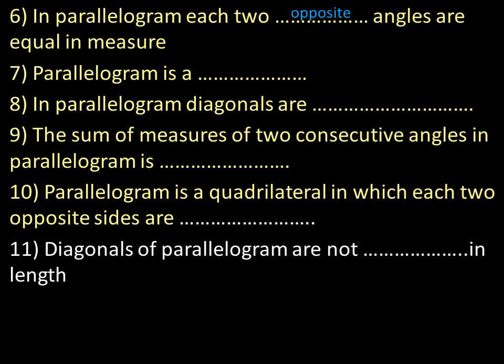Number 7. A parallelogram is a quadrilateral. Number 8. In a parallelogram, diagonals, yes, bisect each other. Perfect. Number 9. The sum of measures of two consecutive angles in a parallelogram is 180 degrees. Number 10, a parallelogram is a quadrilateral in which each two opposite sides are parallel. Number 11, diagonals of a parallelogram are not equal in length. This is a very important note because diagonals of a parallelogram are not congruent, or are not equal in length.